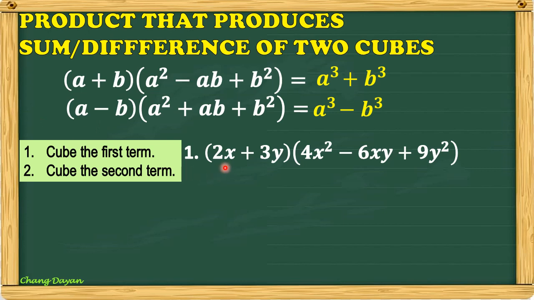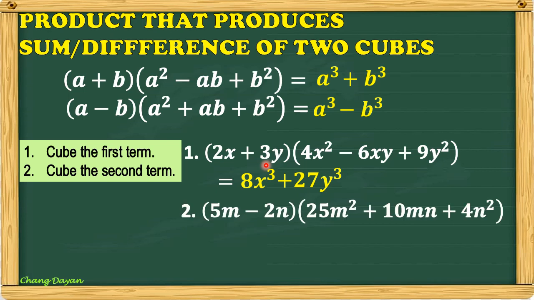So let us cube 2x. 2x times 2x times 2x. That is 8x cubed. Then cube the second term. 3y times 3y times 3y. That is 27y cubed.